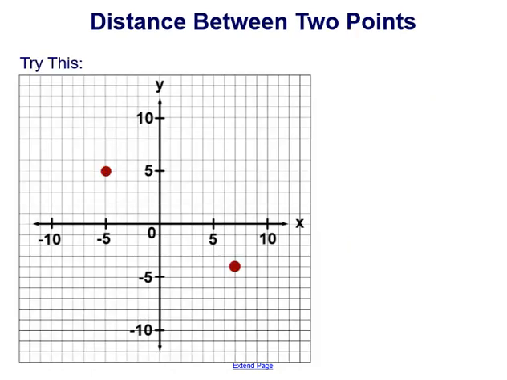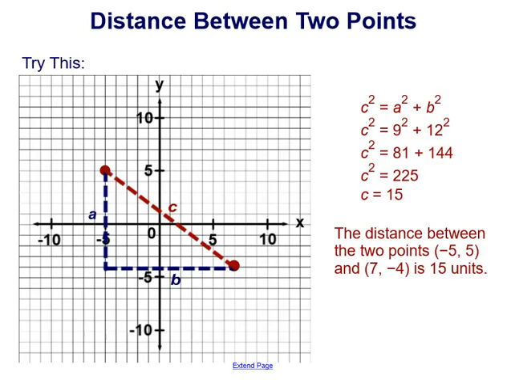Let's look at one more example. Here we have these 2 points that we're trying to find the distance between. And because they're not horizontal or vertical, we'll have to use the Pythagorean theorem and a right triangle to help us. So here we've created our right triangles with now a side length of A and B, the 2 legs, and we're solving for the hypotenuse of C.